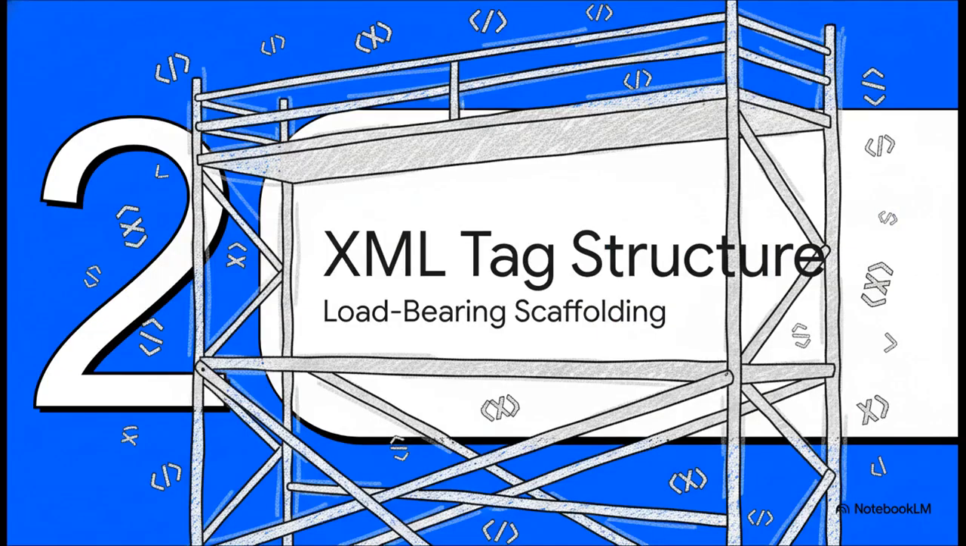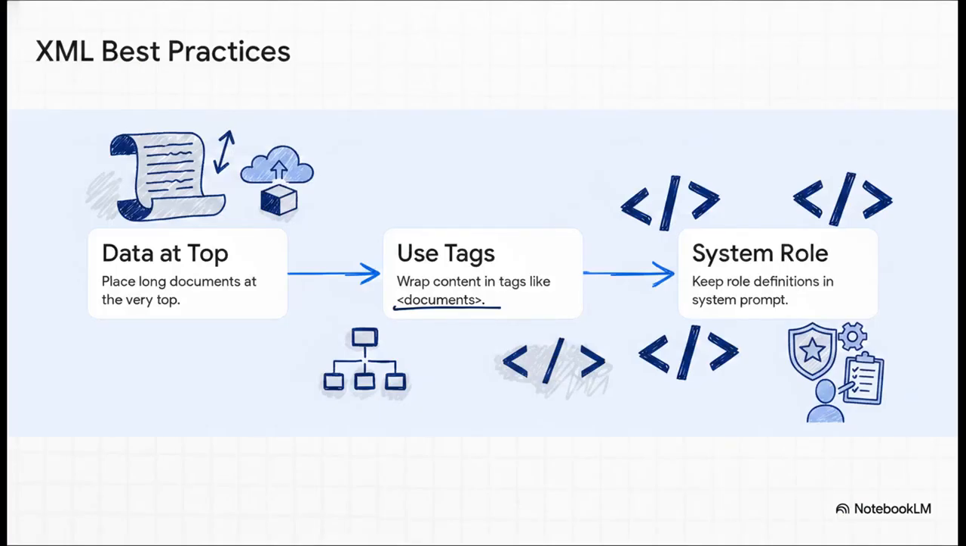Moving right along to section 2, structuring with XML tags, the load-bearing scaffolding. So now we've got our clear instructions, but what I see junior devs miss literally all the time is structure. Enter XML tags. Because Claude's training data was absolutely packed with XML, the model parses these natively. It's like a first language for it. Following these exact steps to separate your prompt's components completely stops the model from confusing context with instructions.